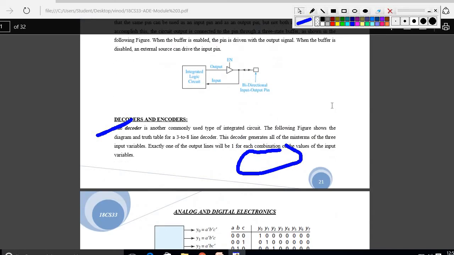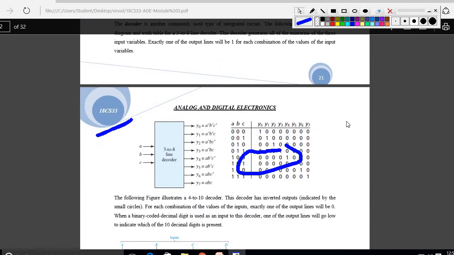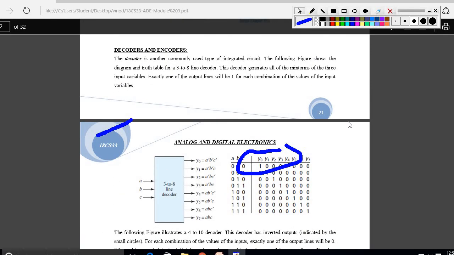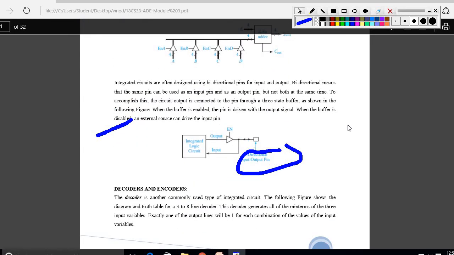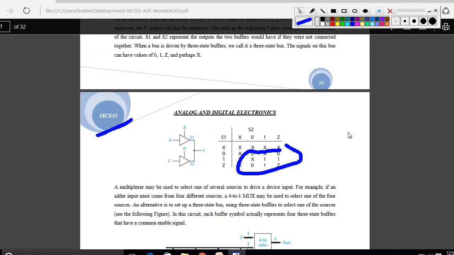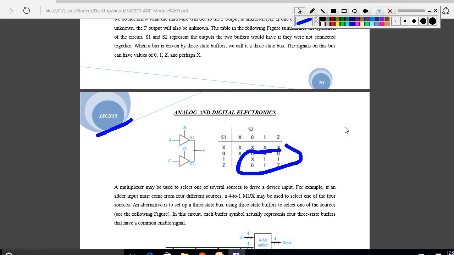So the next concept is decoder and encoder. We will cover it in the next class. Before starting the decoders and encoders, there are also demultiplexers, but hopefully they are not in your syllabus. Anyhow, you should know the concept of the demux. If you know the multiplexer concept, you should also know the demultiplexer, even though it is not in the syllabus. Sometimes it might be asked, but as I have checked, it is not there.